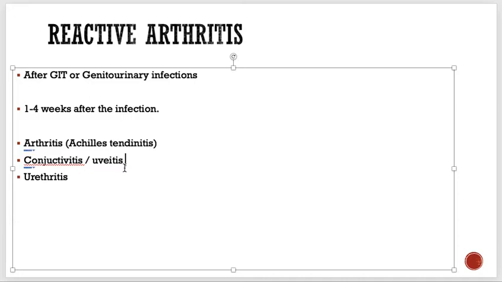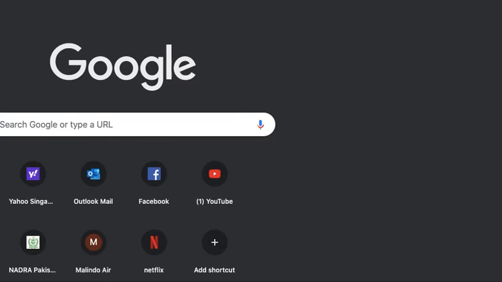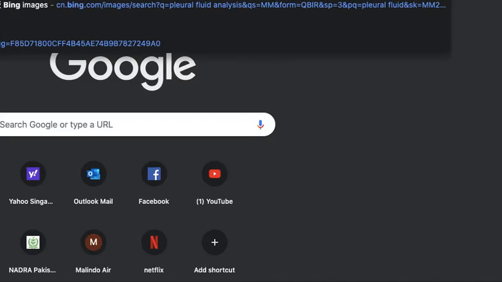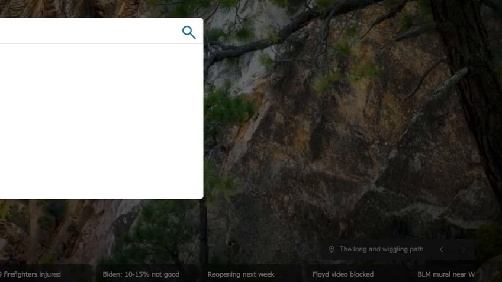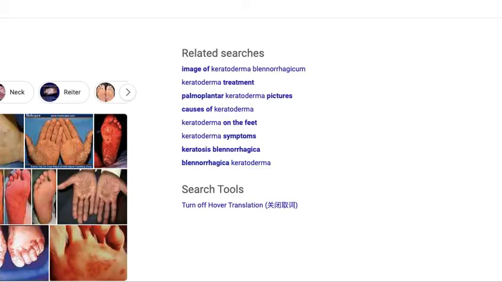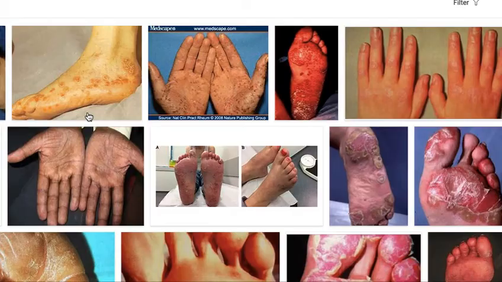Now, there is one dermatological manifestation which I wanted to show you. It is called keratoderma blenorrhagicum. Why I wanted to show you is because sometimes either they will give you this triad, or they will ask in many of the MCQs what this one is associated with. So that's why, keratoderma.